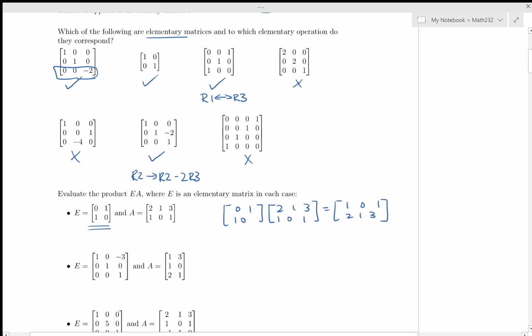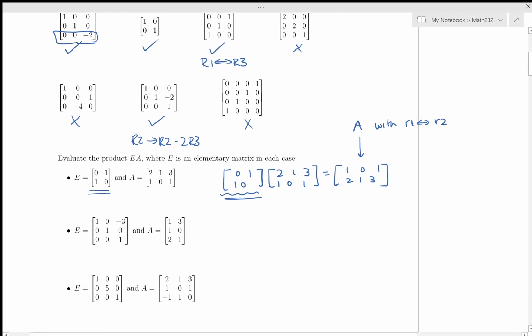Okay, you see that this result here is A, the original A, with row 1 and row 2 swapped. And what we multiplied by was the identity matrix with row 1 and row 2 swapped. So taking our elementary matrix and applying it via multiplication to our matrix performs the same operation on the matrix as what we've encoded here in the elementary matrix. Okay, let's take a look.